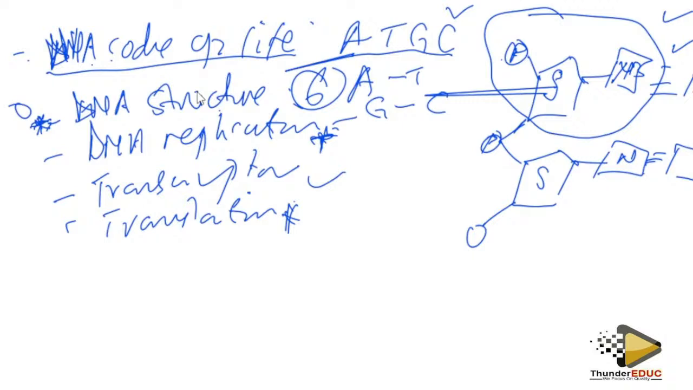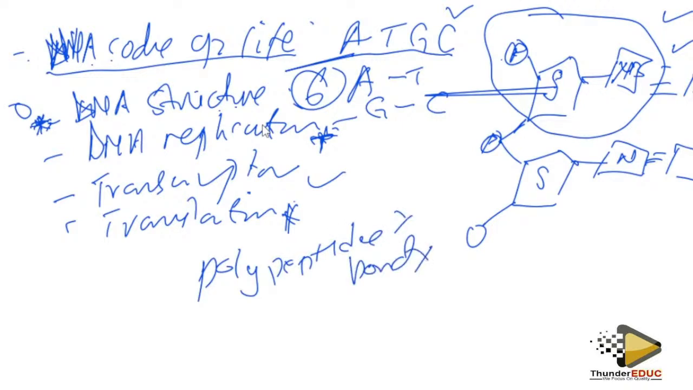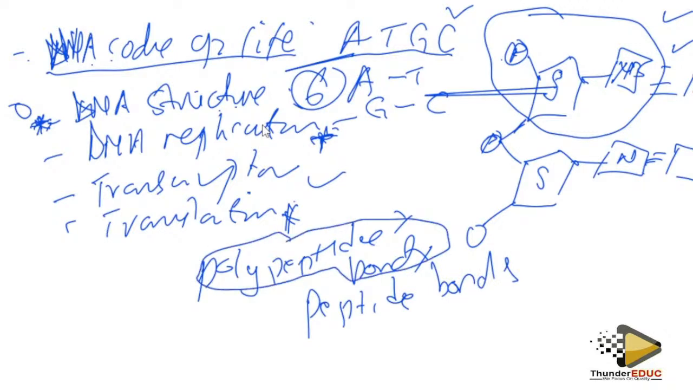Before I go there, students make a mistake and they call peptide bond polypeptide bond. This is wrong. Polypeptide bond, we don't have this. We call it peptide bond. Please don't call them polypeptide bond. Call them peptide bond.